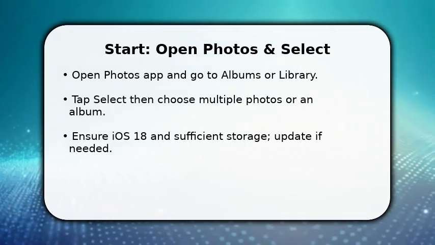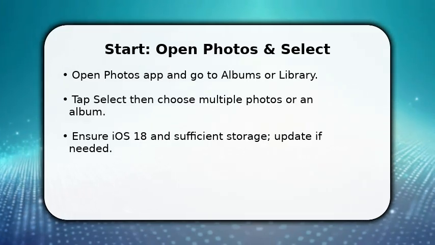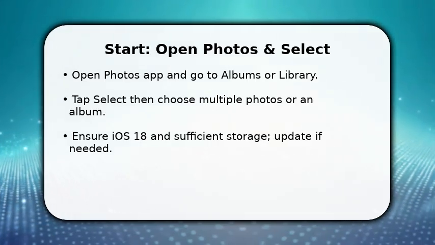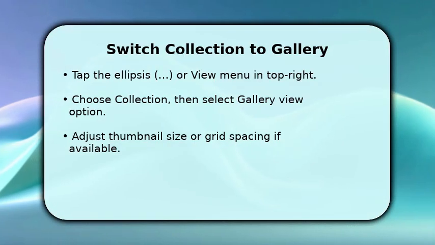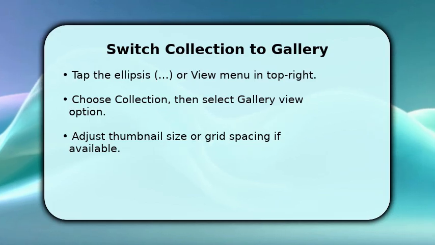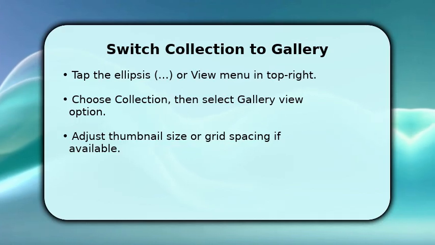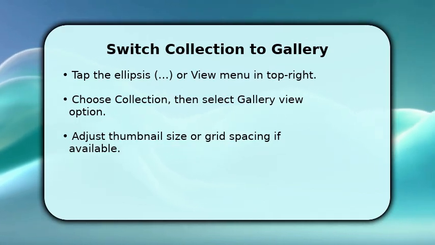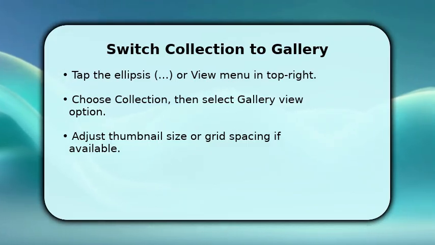The next steps switch layout modes and save that preference for this library view. You now tap the ellipsis or the View menu in the top right corner to expose layout choices. Select Collection and then pick Gallery View. This toggles a single-stream, swipe-friendly interface optimized for visual browsing. Once selected, adjust thumbnail size or spacing using the on-screen slider if iOS 18 shows those controls. That changes density without altering resolution.